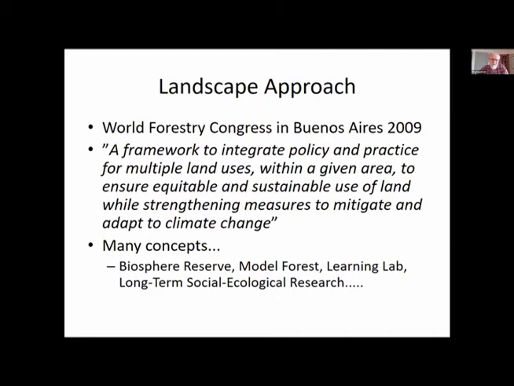So essentially, it is the same as sustainable forest management, but it really stresses this evidence-based dialogue. And there are, of course, many attempts to do this, and they have different routes. I mean, a biosphere reserve ultimately has this meaning. The Canadians invented the term model forest. There is something called learning lab, which is often used in, let's say, urban settings. And there is a big research network called long-term socioecological research that focuses on this.